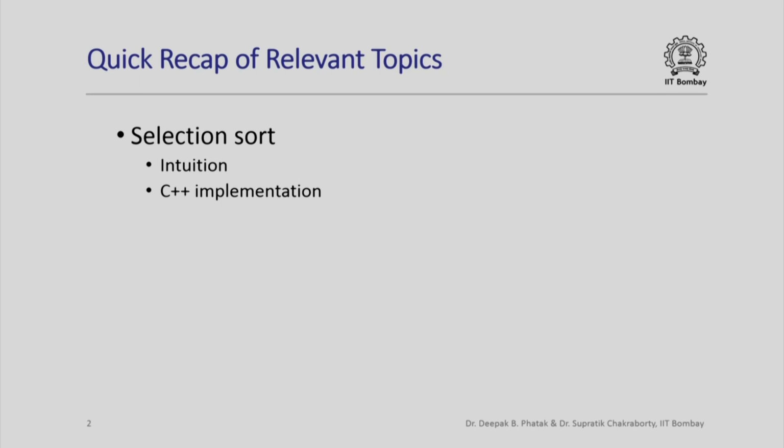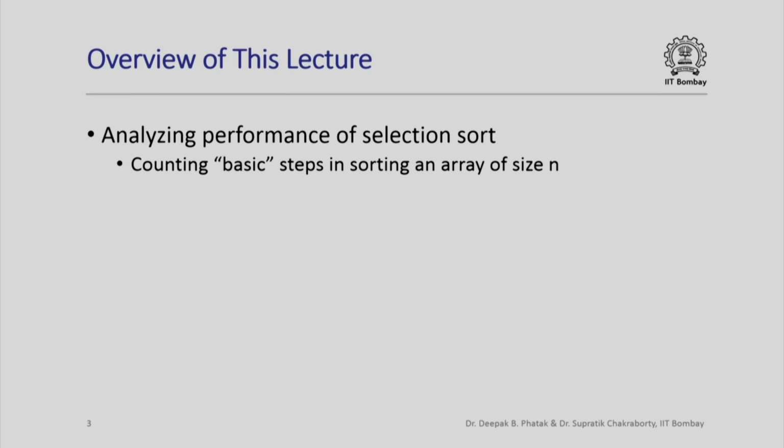Hello and welcome. In the last lecture, we looked at selection sort as a simple sorting technique. In this lecture, we are going to analyze the performance of selection sort. So here is a quick recap of some of the relevant topics we saw in the last lecture. We looked at selection sort, the intuition behind it, and how a C++ implementation might look like. In this lecture, we are going to analyze how selection sort performs when sorting an array of size n.